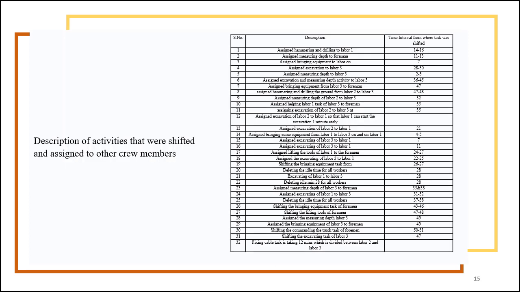And here again we have the description of activities that were shifted or assigned to other crew members. For example, we have hammering and drilling, which was done by laborer 2 assigned to laborer 1. Or we have measuring depth, which was done by laborer 2 assigned to the foreman, and so on and so forth. And you can see the timings of these shifting or assignings. We also eliminated idle times, which led us to have a 53 minutes duration for this proposal.